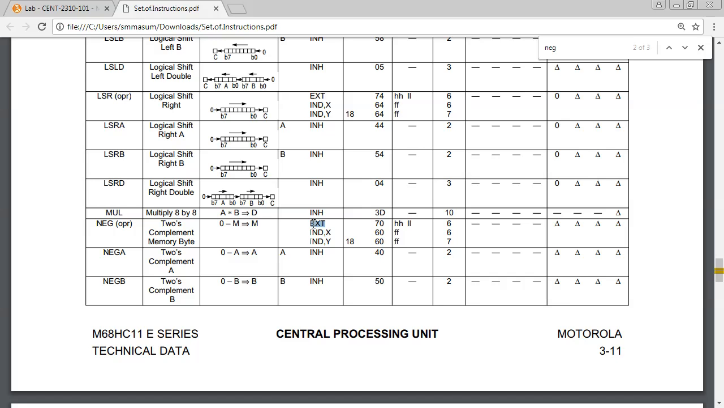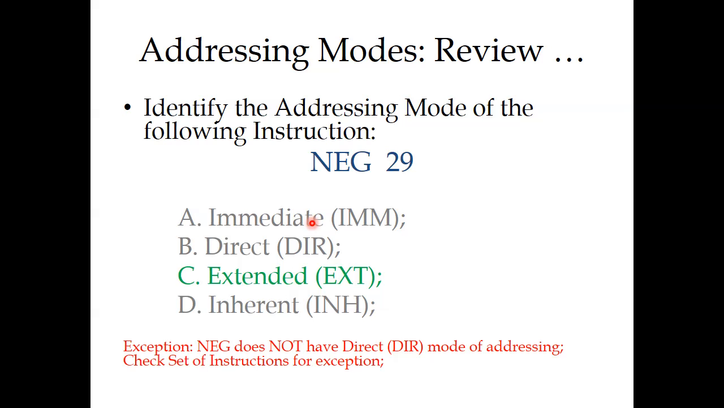I'll give you a printout of this document today, but before that you can even start with the quizzes, because you have the soft copy, and you can often find things more easily in soft copies than hard copies, right? Let's go back to the presentation. Make sure you know that some of the instructions do not have the direct addressing mode, okay? So if the answer is direct, you should always double check. If it doesn't have direct on the list, it will be extended. So these are exceptions, okay? Any questions?